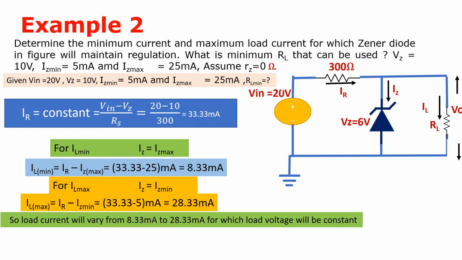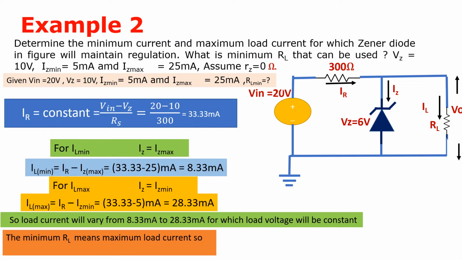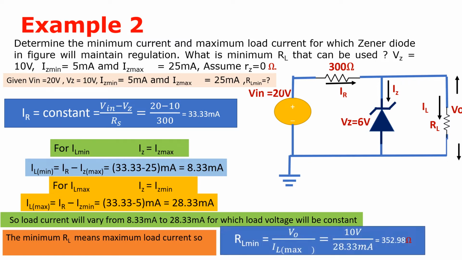So we can see that the minimum current is 8.33 and the maximum current is 28.33 milliamps, for which the load voltage will be constant. Now we want to calculate the minimum load resistor, meaning at maximum load current. So the minimum load resistor will be equal to VO upon IL max. We will take the maximum load current for calculating the minimum load resistor. By applying this formula we will get 352.98 ohms.